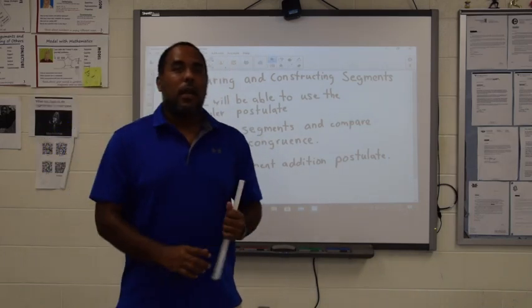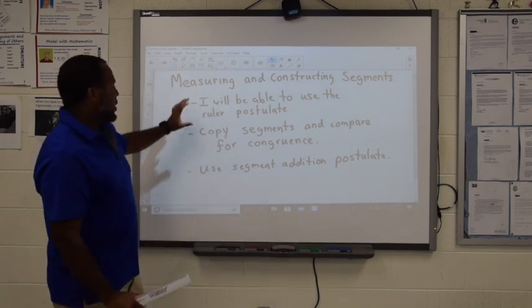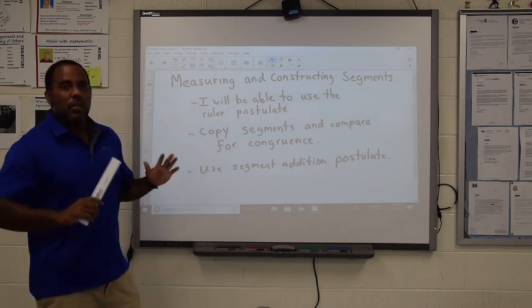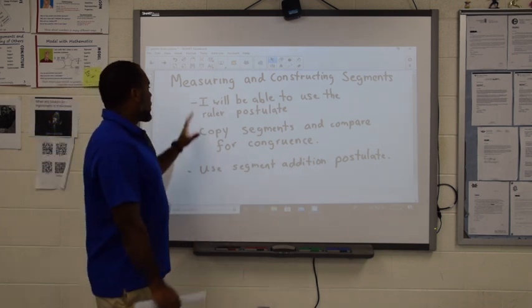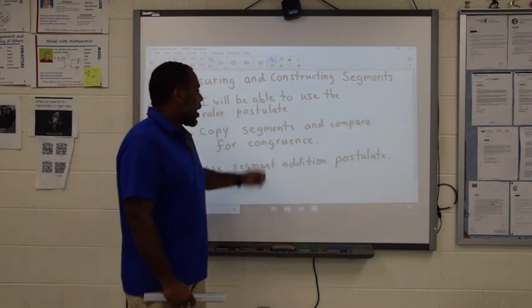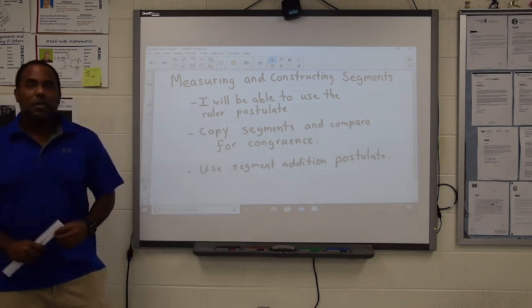So today we're going to take a look at measuring and constructing segments. Three things that we want to be able to do. We're actually going to spend most of our time today looking at just measuring. But I will be able to use the ruler postulate. I'm going to be able to copy segments and compare for congruence. I'm going to use the segment addition postulate.